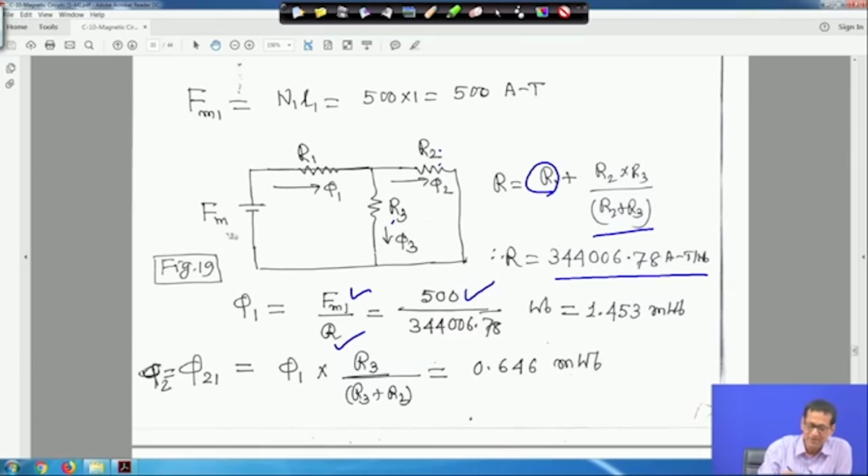So, FM is equal to the 500 ampere turns that we have calculated, here it is 500 ampere turns, divided by this figure, that is getting 1.453 milliweber. This is your phi 1, right.